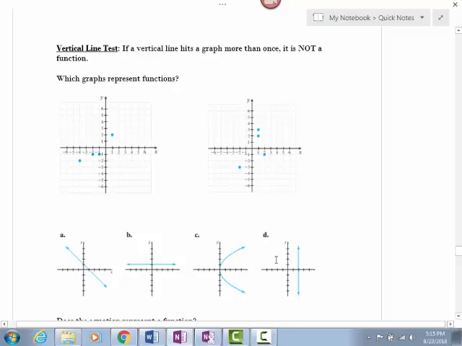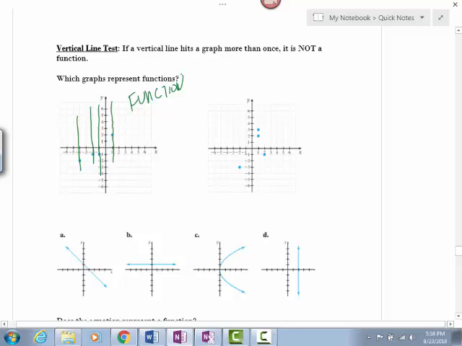Okay, so the next part here says there's something called the vertical line test. The vertical line test just says if a vertical line hits a graph at more than one point, it's not a function. Remember, vertical lines are lines that go up and down. Well, if I draw a line going up and down, I only hit that graph at that one point. I can do that for every single point on this graph. And every time I draw a vertical line, I'm only going to hit the graph once. Therefore, this one here is a function.